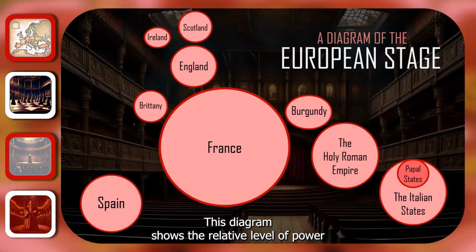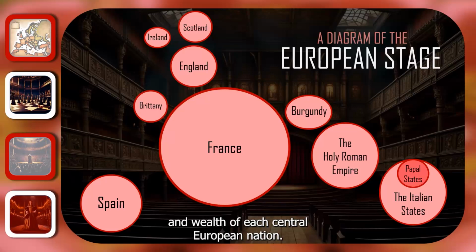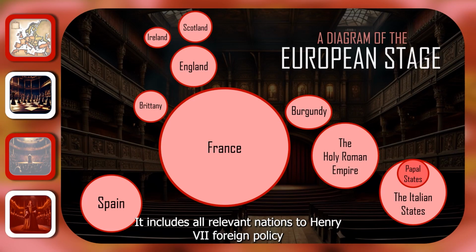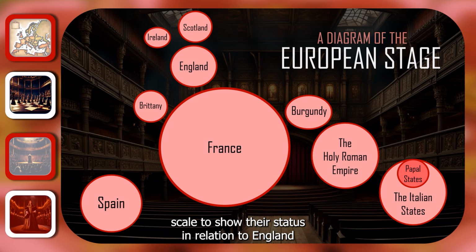This diagram shows the relative level of power and wealth of each Central European nation. It includes all relevant nations to Henry VII's foreign policy, scaled to show their status in relation to England.